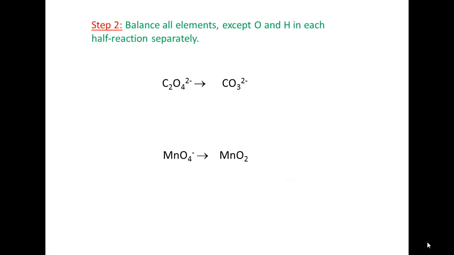The second step is to balance all elements except oxygen and hydrogen in each half reaction separately. In our first reaction, the only element that isn't oxygen or hydrogen is carbon. We have two on the left side and just one on the right side, so we add a 2 in front of the carbonate ion. That balances our carbons. In the second reaction, it's just manganese, and we have one on each side, so we don't need to do anything. Don't worry about the oxygens yet. That's the next step.